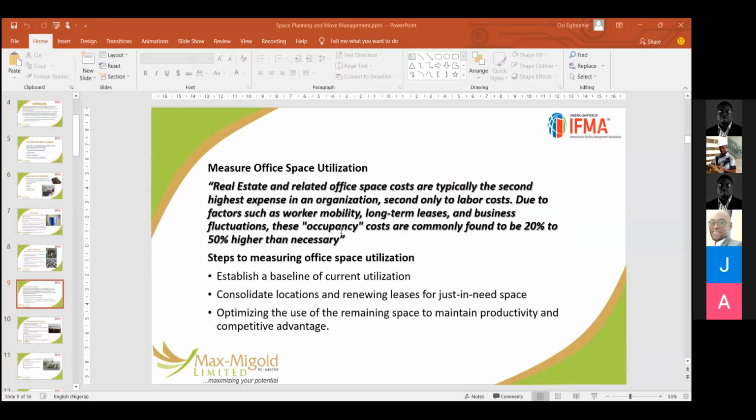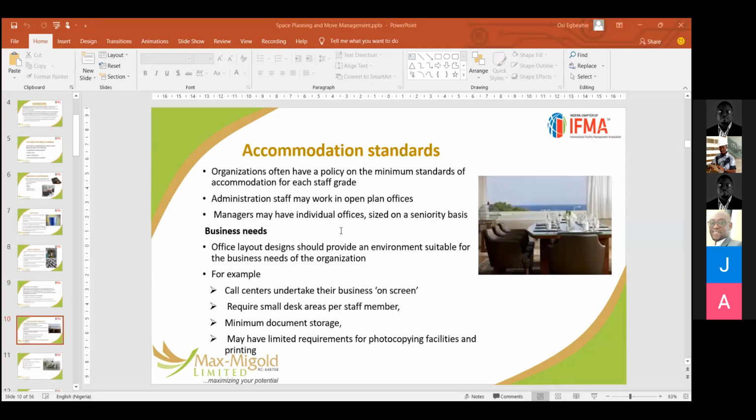Accommodation standards. Organizations often have a policy on the minimum standard of accommodation by staff grade. Normally, as I've mentioned, generally for open offices, we have 3 square meters per individual. I think for closed offices, it's about 12 square meters or thereabout, for the standard minimum required.